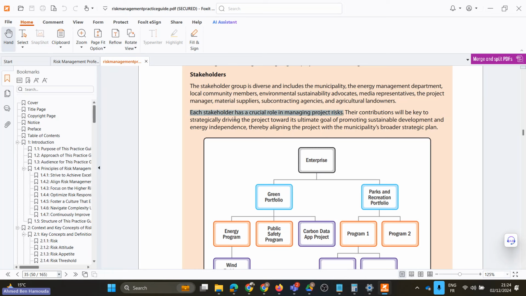Now this sentence is quite critical to understand this case study and PMI's mindset in managing risks overall, because each one of these stakeholders is playing a different role. You have the project manager, external stakeholders, internal stakeholders, and people on a program level and on a portfolio level. Each one of them is playing a crucial role in managing the risks. Their contributions will be key to strategically driving the project toward its ultimate goal of promoting sustainable development and energy independence, thereby aligning the project with the municipality's broader strategic plan.